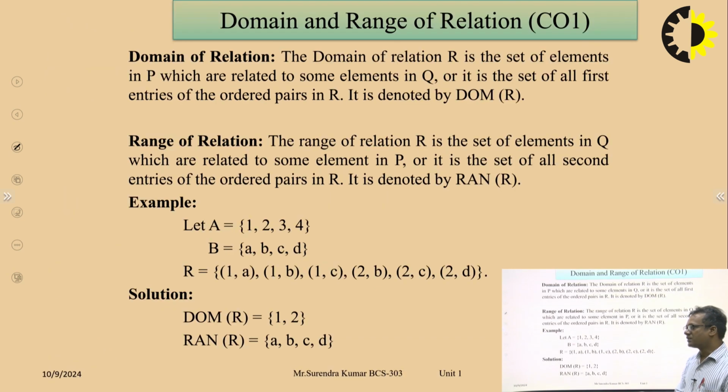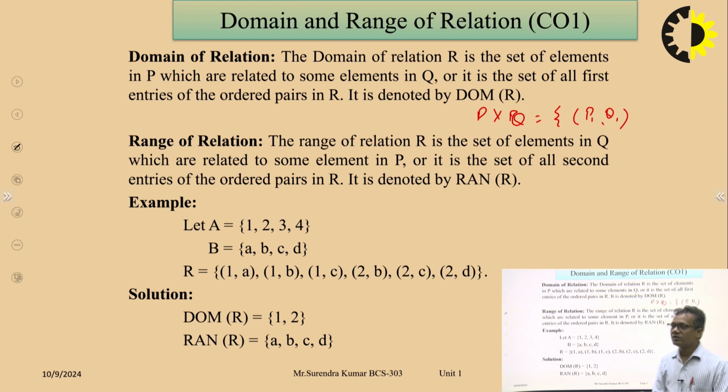Now we discuss some technical terms of relations: domain and range of a relation. If we talk about the domain of a relation, it is the set of elements in P which are related to some element in Q. As earlier you have seen, you have 2 sets P and Q, and you have created some ordered pairs on P and Q.